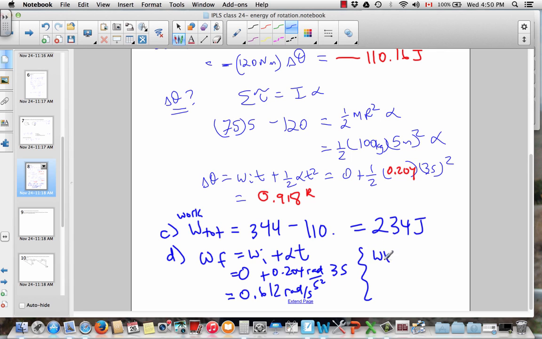Alternatively, the total work done should be the kinetic energy change. And kinetic energy we recall as 1/2 I omega squared. So it's 1/2 I omega final squared minus 1/2 I omega initial squared. Sorry to squeeze you in there. Omega initial is just 0. So we could take this total work of 234 joules, cross multiply the 2, divide by the inertia, take the square root to get the final omega. Should be the same answer.